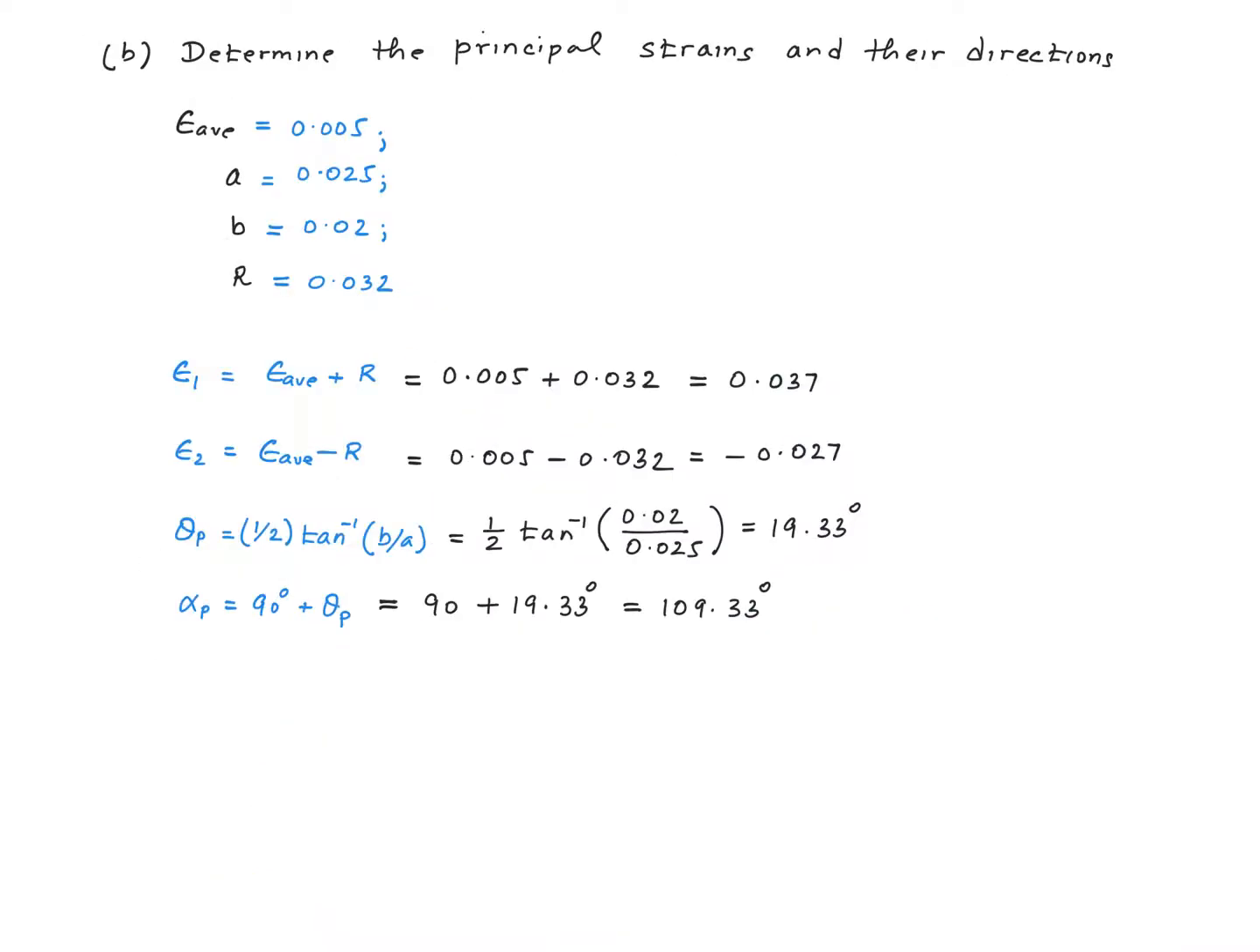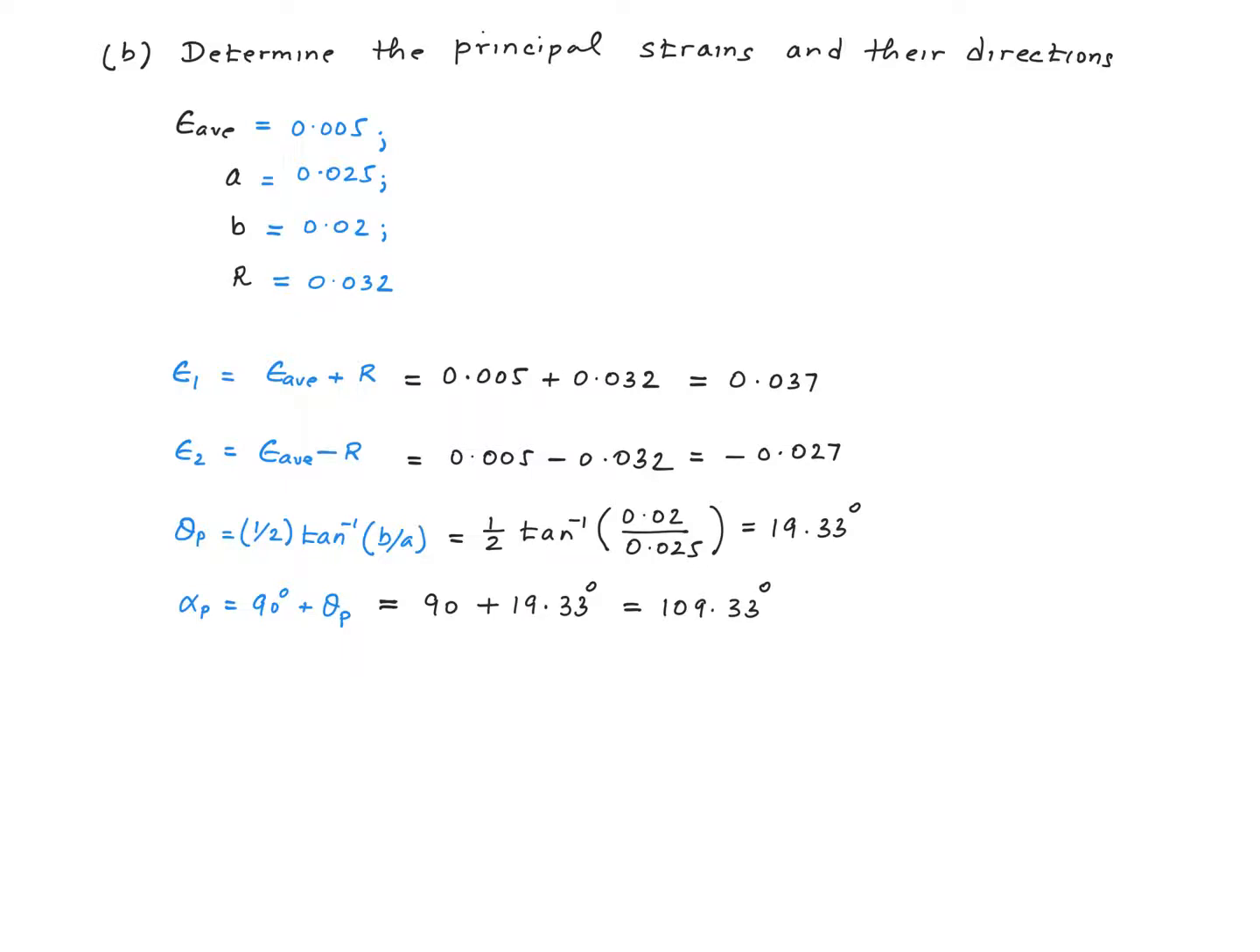Here are the calculations that pertain to the principal strains. Here are the four parameters that we calculated in the earlier slide. Epsilon 1 is then calculated using this equation to be 0.037, and epsilon 2 using this equation is calculated to be minus 0.027. And here are the values of the two angles to go with these principal strains.